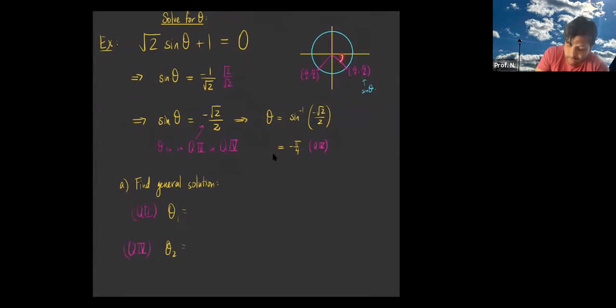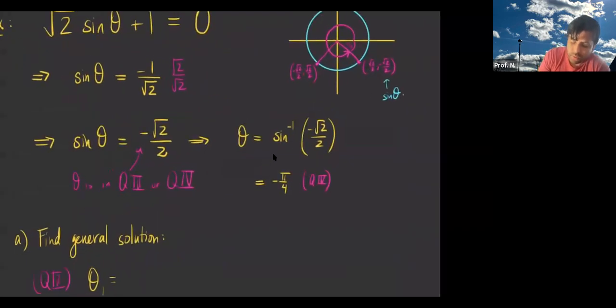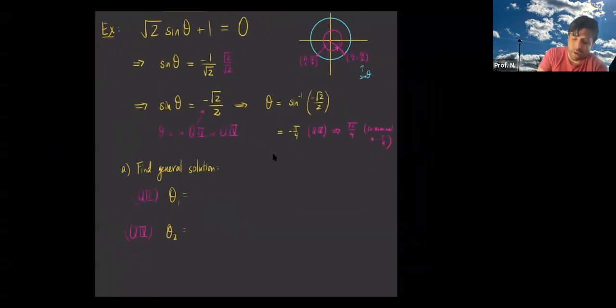So if this is negative pi over 4, because I go in the clockwise direction, what if I go in the counterclockwise direction? This angle would also be equivalent or coterminal with which angle? What would be the angle coterminal to negative pi over 4? It would be 7 pi over 4. This is coterminal to negative pi over 4. So 7 pi over 4, I can use that as my angle in the fourth quadrant.